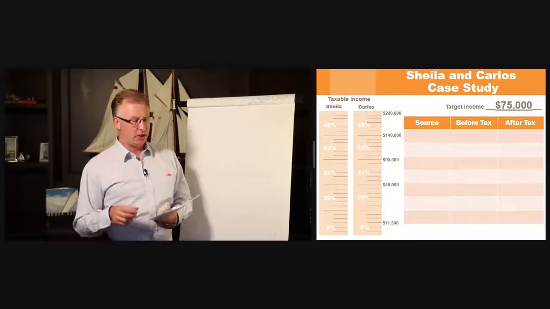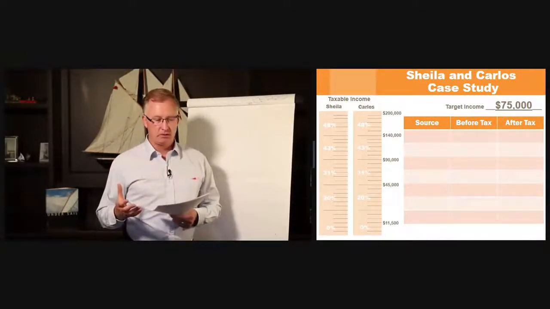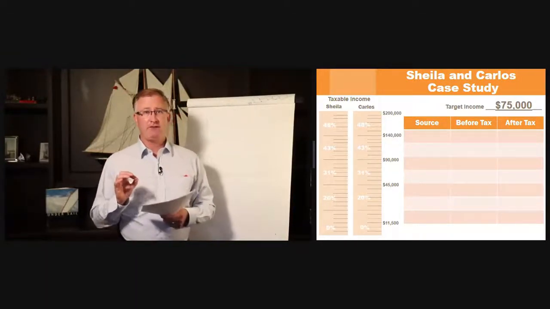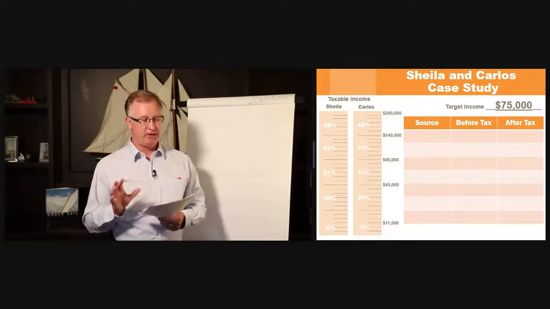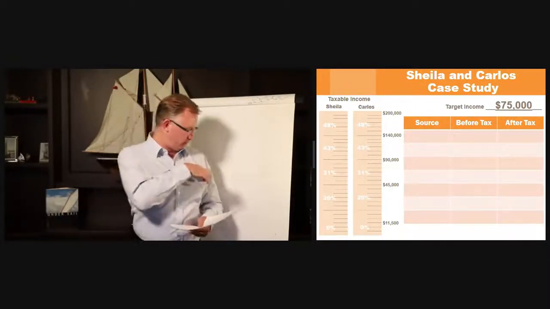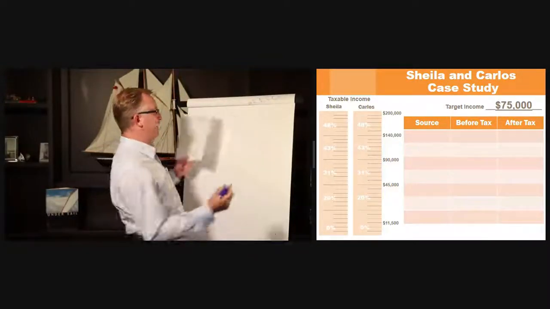So we started with $60,000 to cover living expenses, most of their expenses, and then a nice trip each year being about $15,000. So that's $75,000. So our target income, put this in the top right-hand corner of your worksheet, is $75,000.